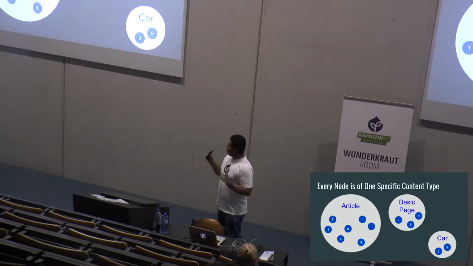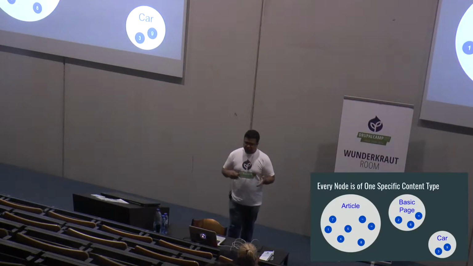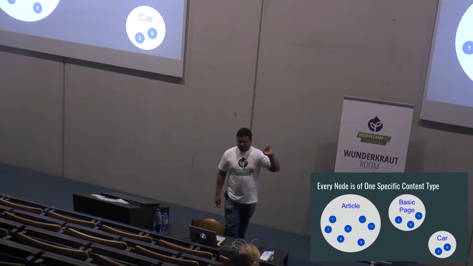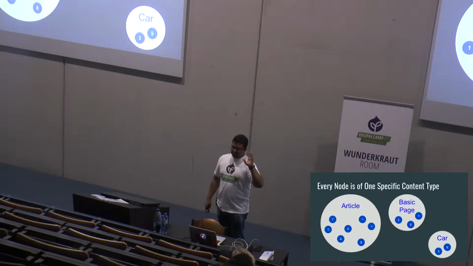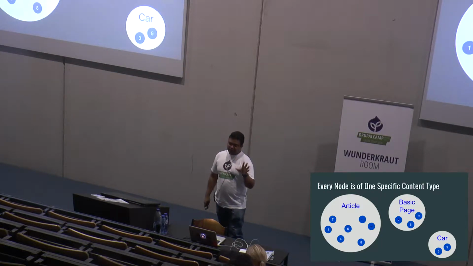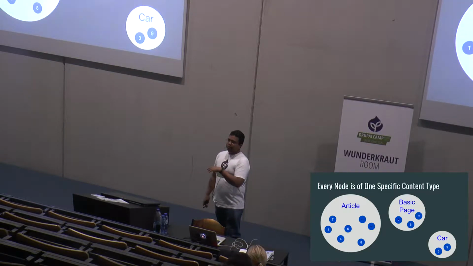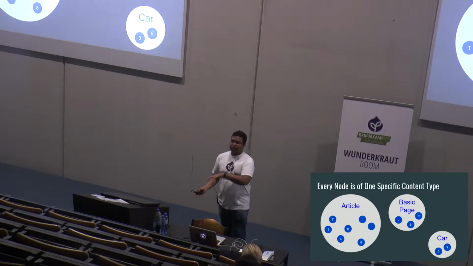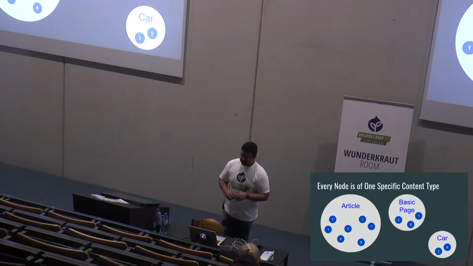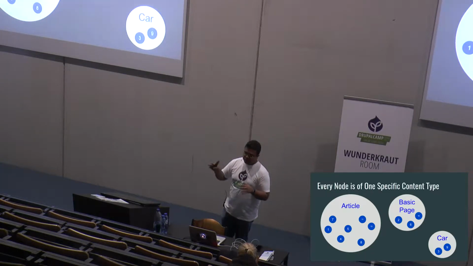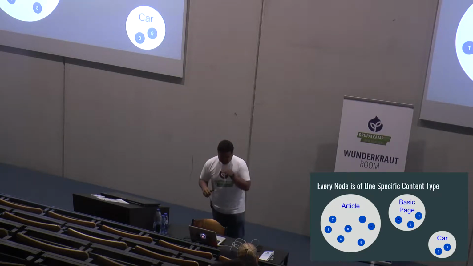So one important thing to note, and I said it before, but it is really important to understand, one node can be of only one content type, but one content type can have as many nodes as you want. And the numbers here represent the node ID, and as you can see, they do not repeat, they are unique.